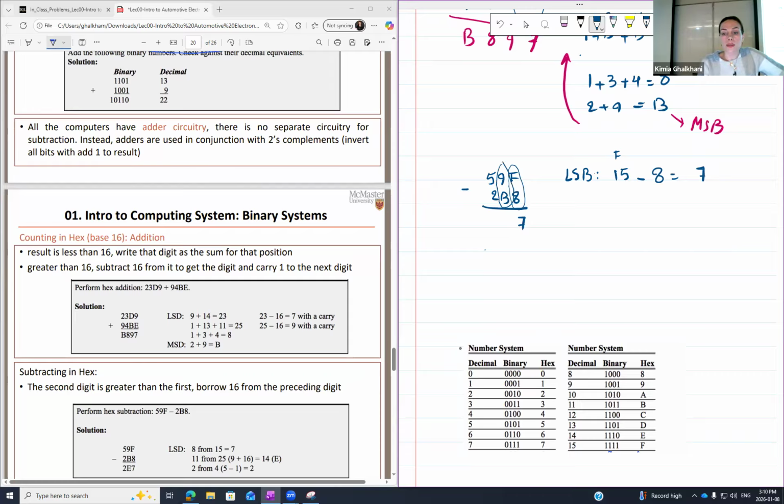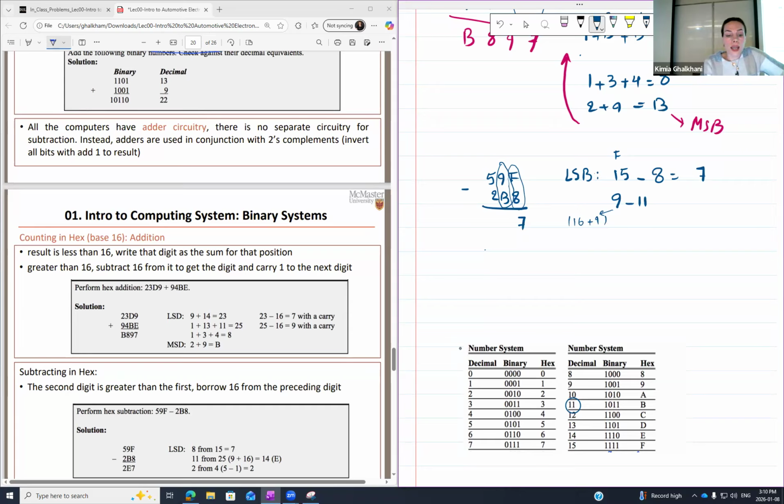Next is this one. I'm going to say 9 minus B, right? B I know is greater than that. B is 11. So if I say 9 minus 11, that's greater, right? So I cannot do it that way. Therefore, remember, I have to borrow 16. So I have to say 9 plus 16 minus 11. That's the rule. Anytime the first number is smaller than the second one, I have to borrow 16.